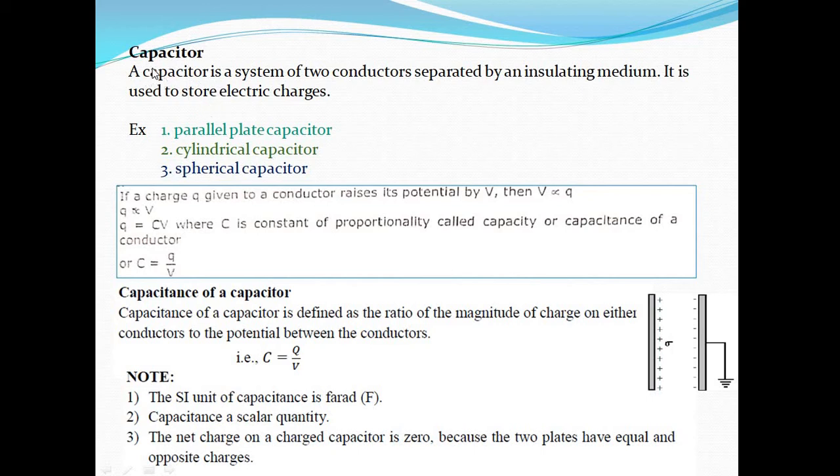Here you should know what a capacitor is and what the use of the capacitor is. A capacitor is a device used to store charges, or it is a system of two conductors separated by an insulating medium. A parallel plate capacitor looks like this, students. It consists of two parallel plates. In a cylindrical capacitor, two cylindrical conductors, outer and inner, are kept. Similarly, in a spherical capacitor, two concentric metal spheres are arranged. Okay, this is about the capacitor, its use and the types of capacitor.